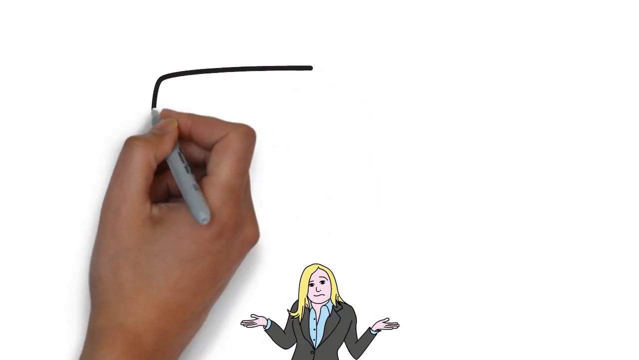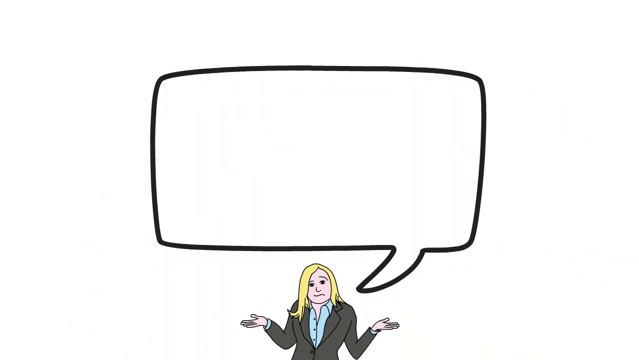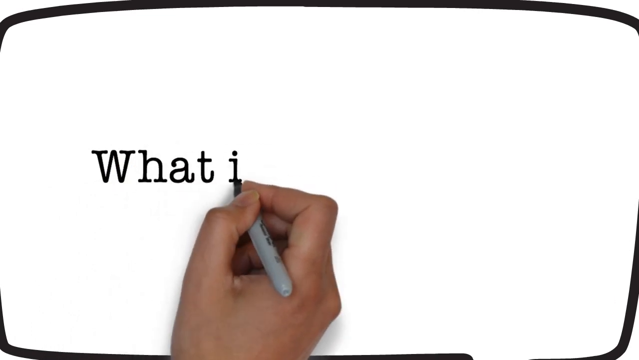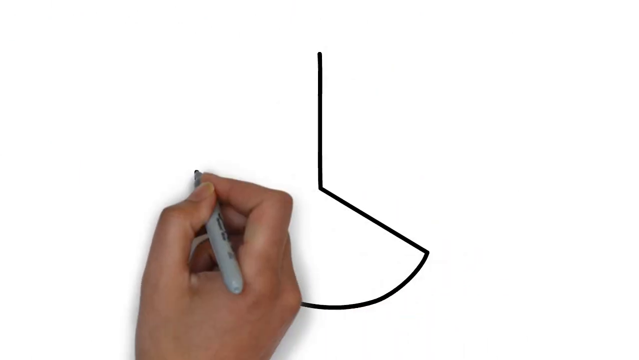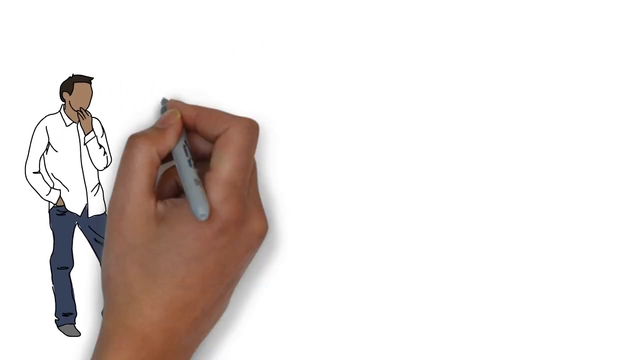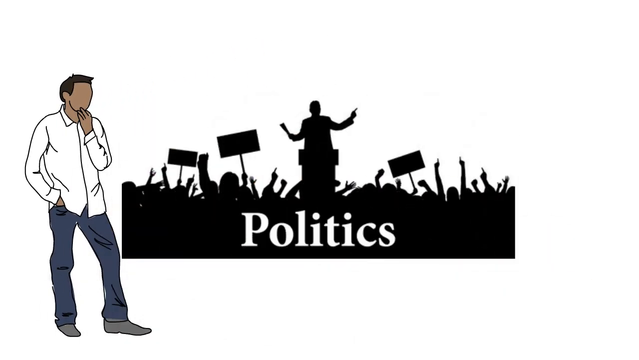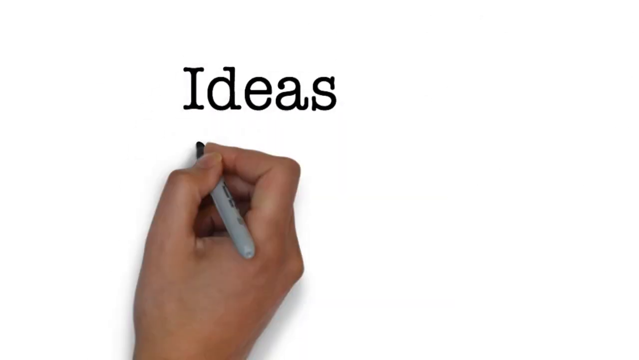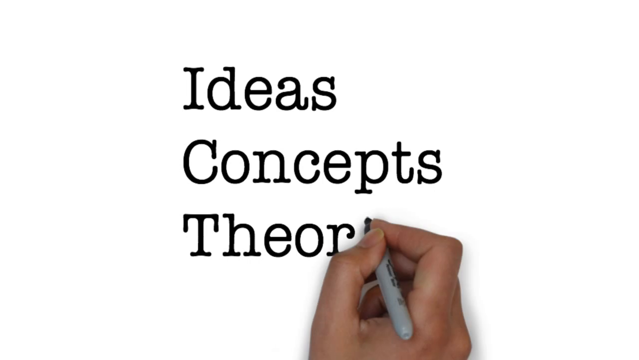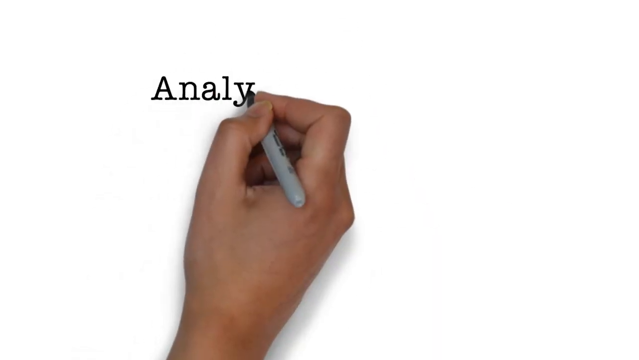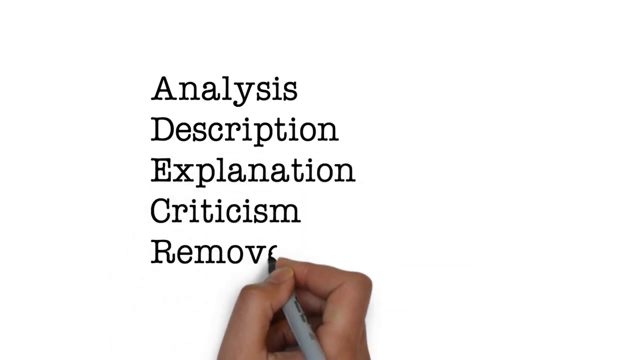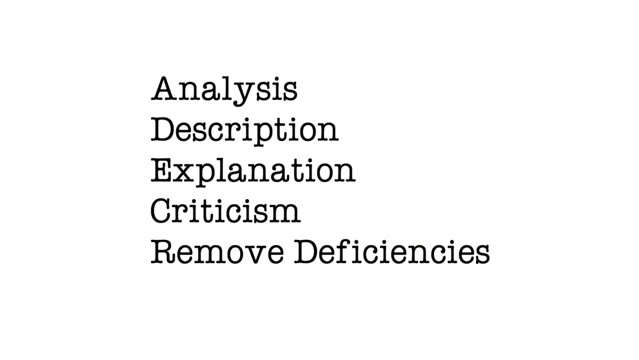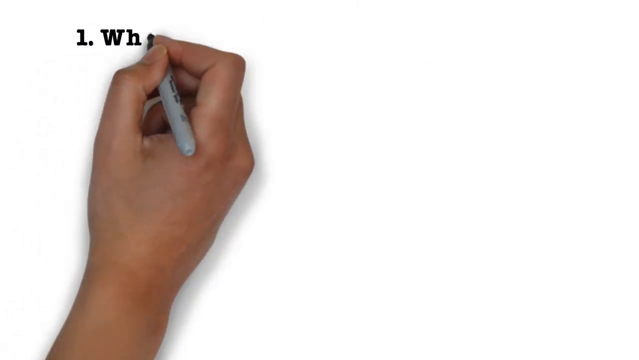Alright, before we start with the first subsection, let us first look into what is the subject matter of political theory. What is it all about? Well, political theory is an integral part of political science. It helps us better in understanding the concepts that have shaped our politics. It also supplies us with ideas, concepts, and theories for purpose of analysis, description, explanation, criticism, and also try to remove their deficiencies which are incorporated in political science.